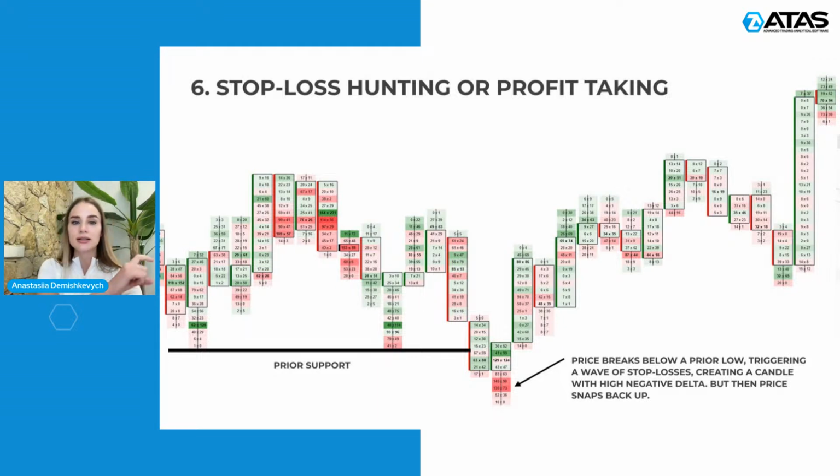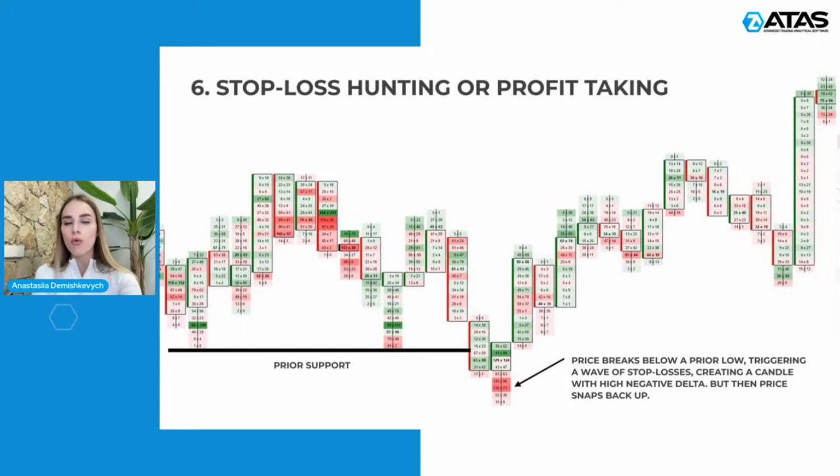Okay, so I see the support, I see the candle that goes below the support, breaks the support with a highly negative bright delta inside of the wick below the support, and I wait for the price bouncing back above support to confirm the upwards direction. And then I look for entries for a buy.